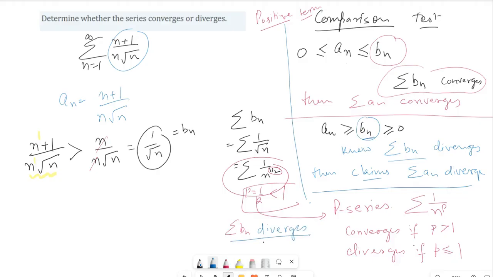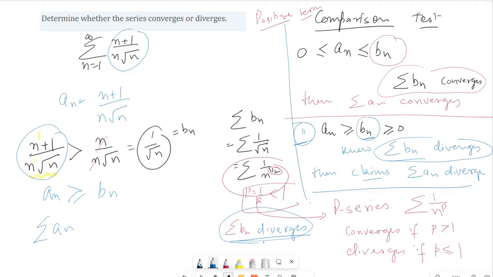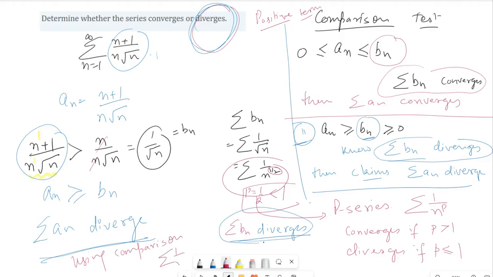Okay. But what else do we know? This is a_n. a_n is more than b_n. So b_n is a smaller series that diverges. If the smaller series diverges, this is the second part of my comparison test, which claims the larger series will also diverge. So what do we know about the given series? The given series will diverge. That is your answer using comparison with sigma 1 by root n.